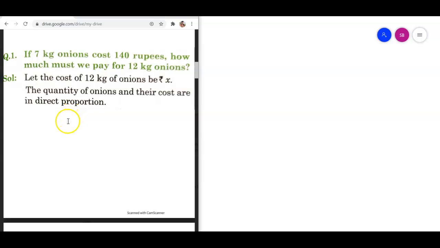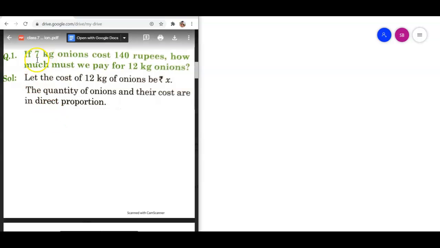Why in direct proportion? Because suppose the quantity increases, the cost will also increase, and if the quantity decreases, the cost will also decrease. Therefore, this is in direct proportion. So these two lines are very important to write down. In any of your questions, you have to mention these two lines first, stating whether it is in direct proportion or indirect proportion.